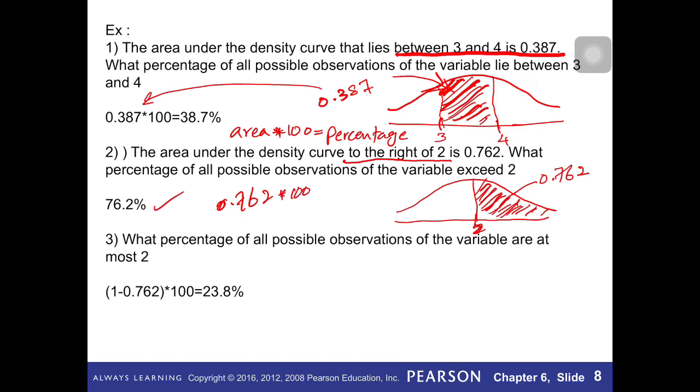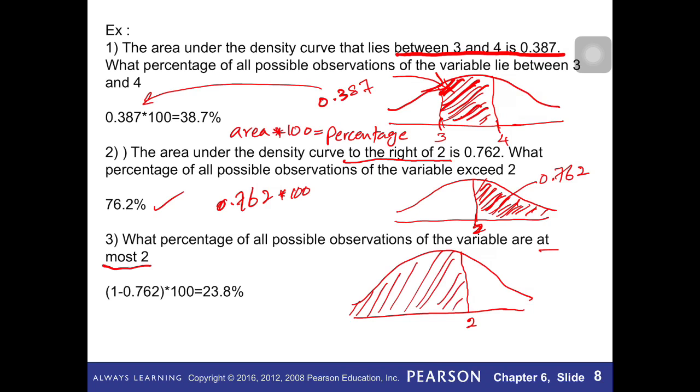Next one. What percentage of all possible observations of the variable are at most 2? What is the meaning of at most? At most means the maximum value is 2. The maximum value that you can reach is 2. So you need this area from left to 2.